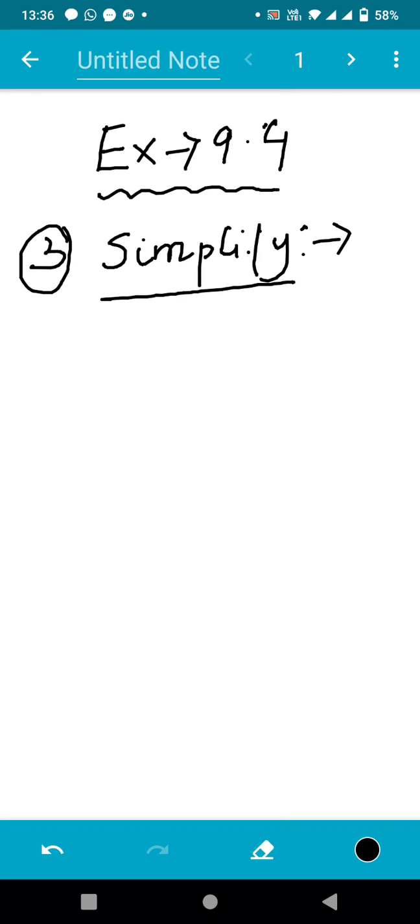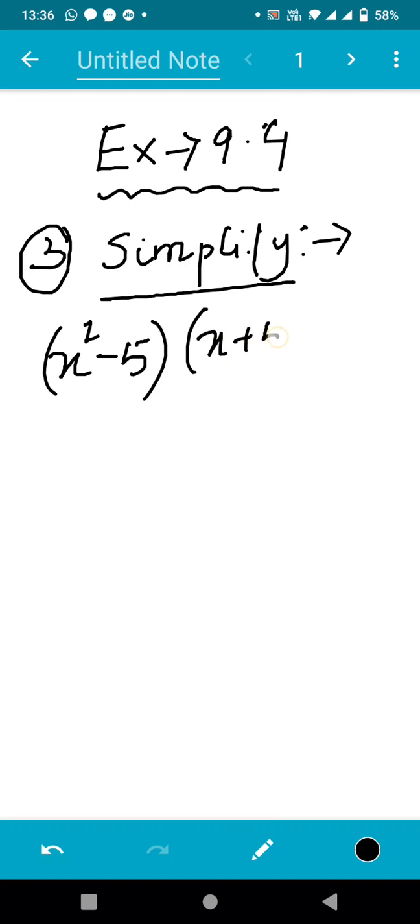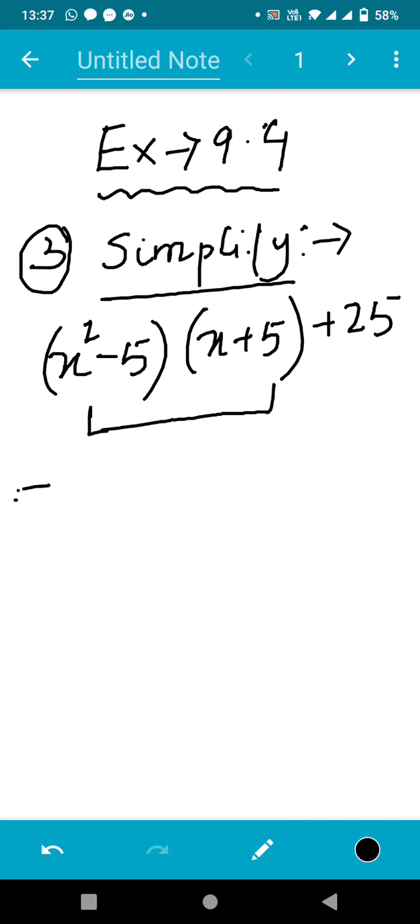In sum number 1 of question number 3, we have x squared minus 5 inside the bracket, and again we have x plus 5, then plus 25. Now we'll first open these two brackets, that is, two binomial terms are there. So let us open this bracket first, that will give some equals sign.